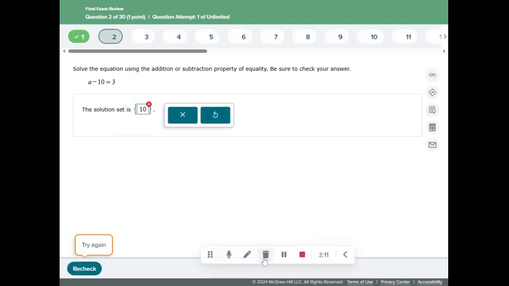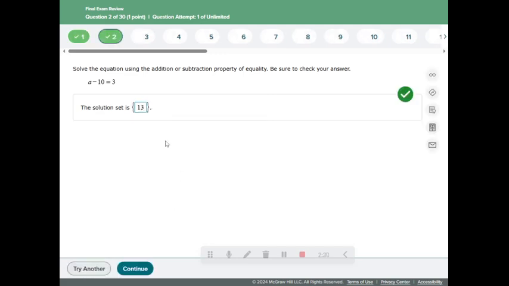Oh no! Let's try again. I looked at the 10 without looking at my answer. What should it have been? 13. How about that? Okay, now that's a lesson for you to check your work before you enter it, because on the final exam you won't get that opportunity.